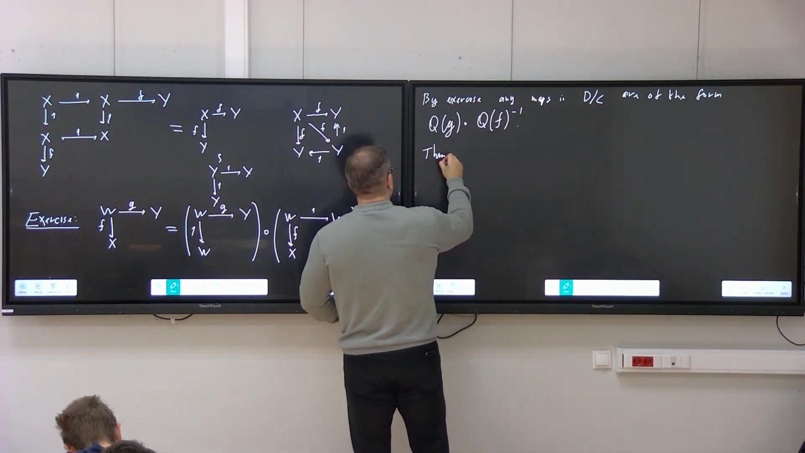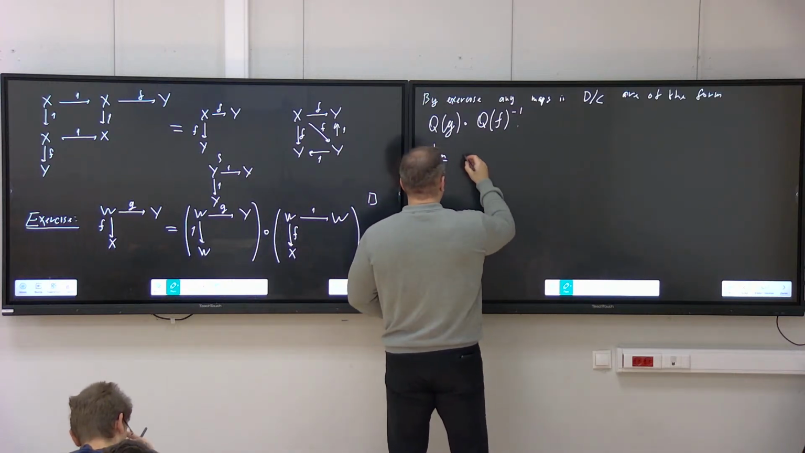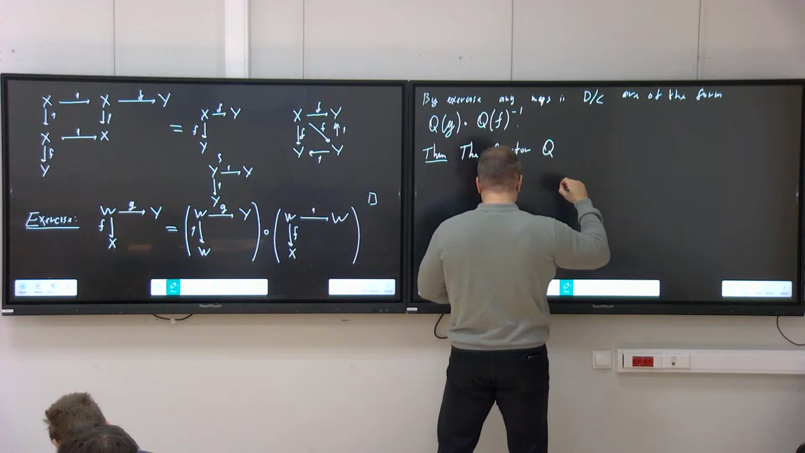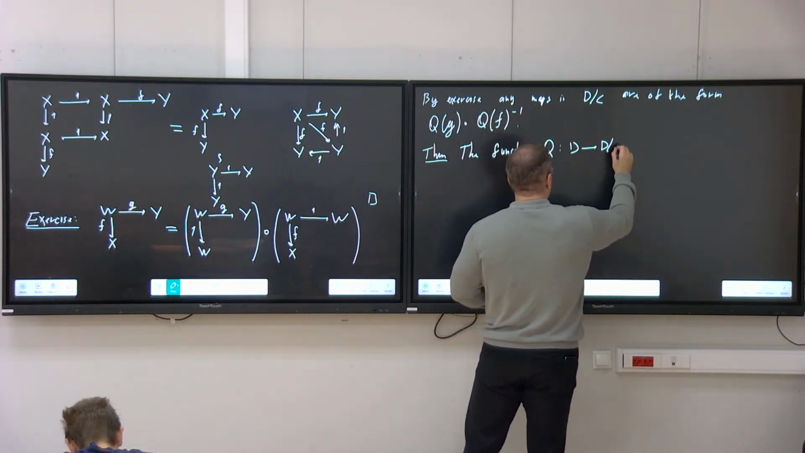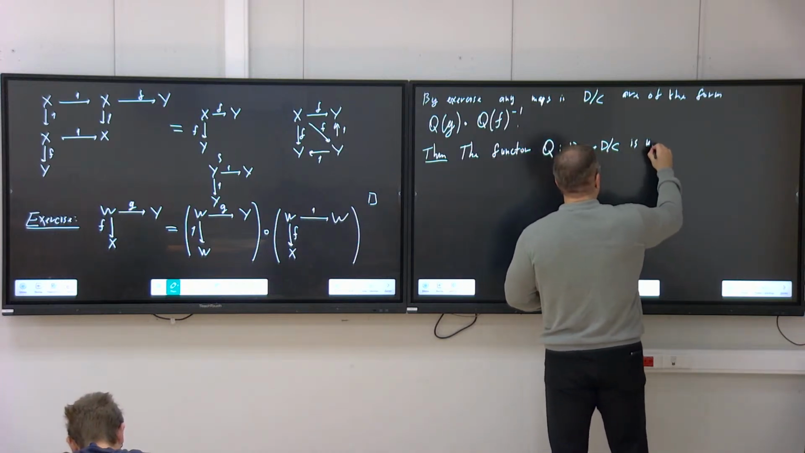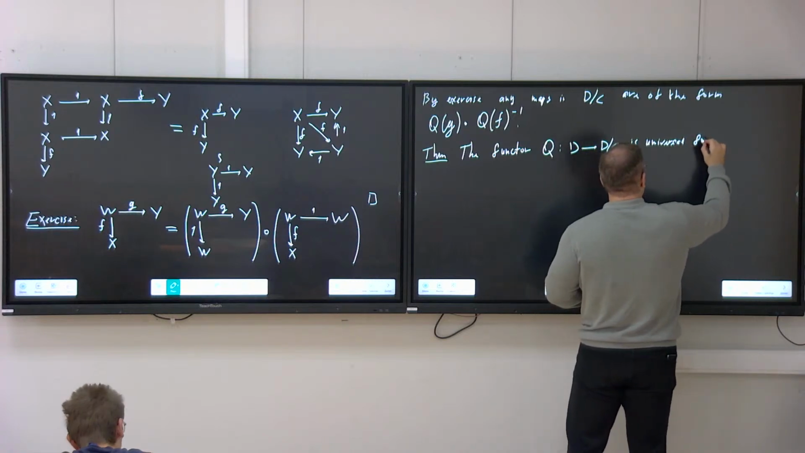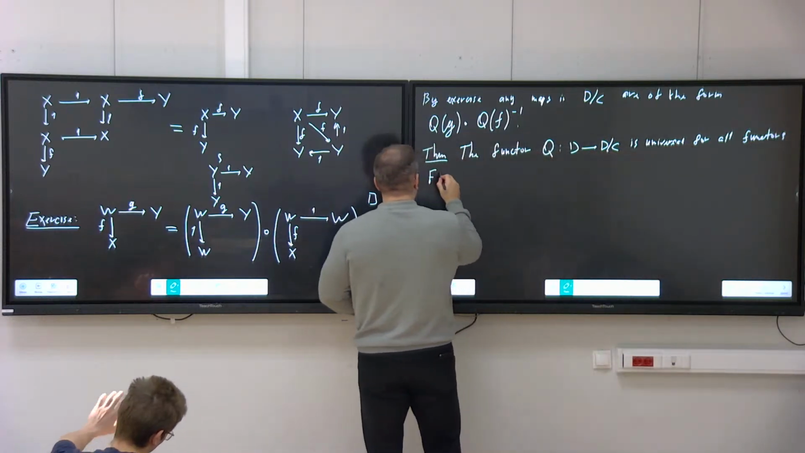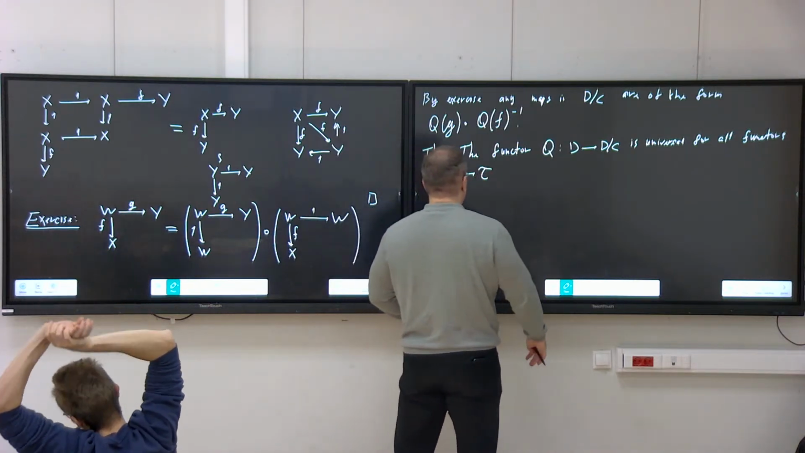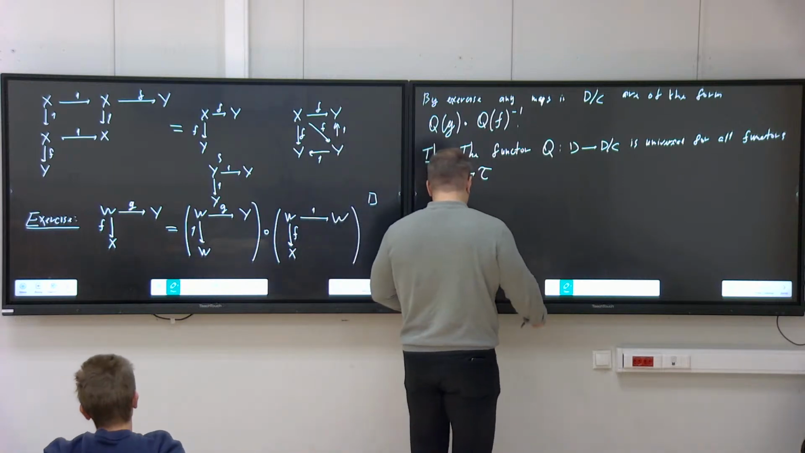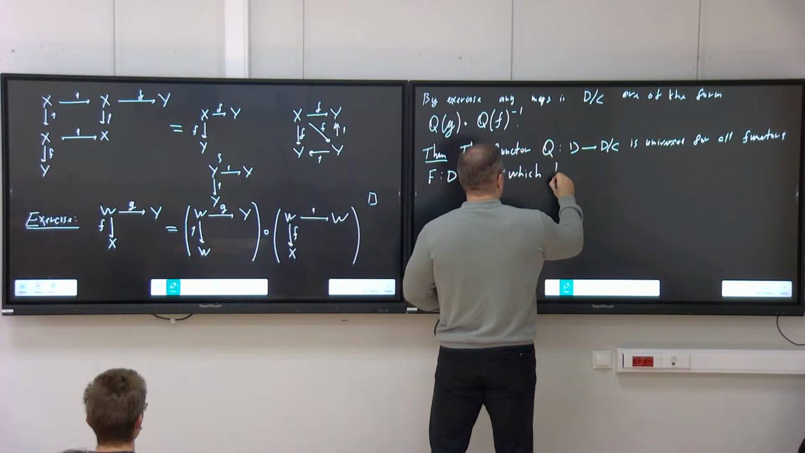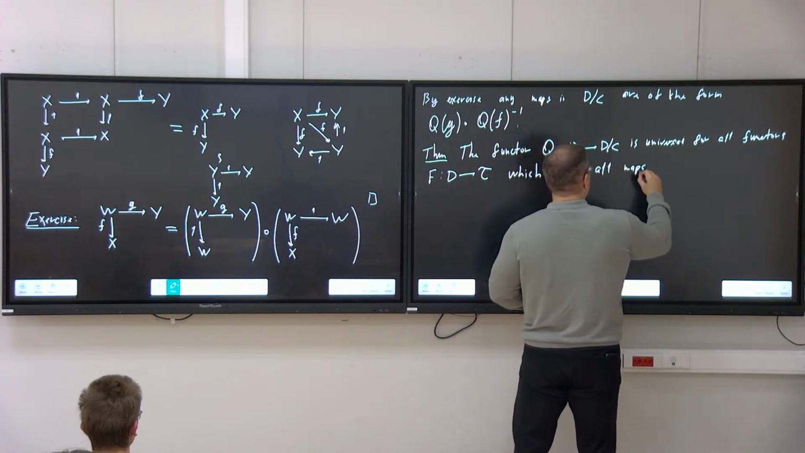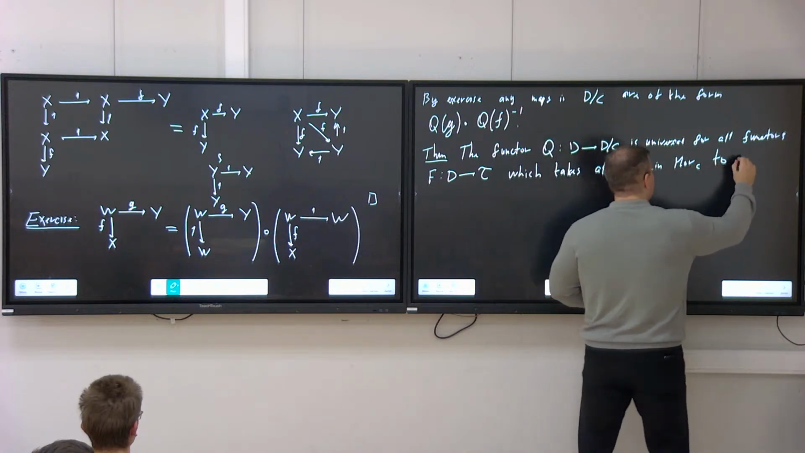So finally, we can summarize everything that we proved so far and say that we have a theorem. The functor, I don't know, this triangulated functor, this is just a functor between categories. So the functor Q from D to D mod C is universal for all functors F from D to some category T, which takes all maps in more C to isomorphisms. Now I'm going to continue to call this T, but at the moment T is not triangulated, just a category.